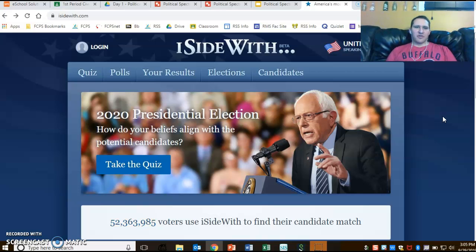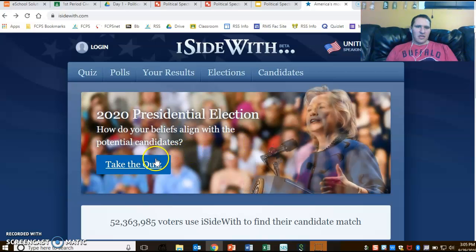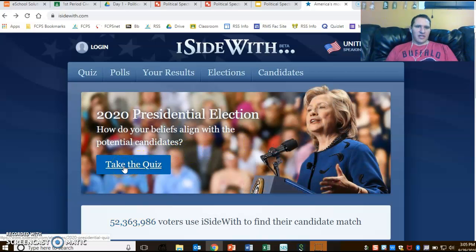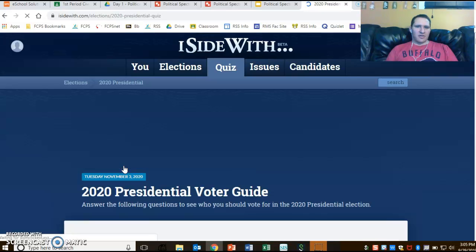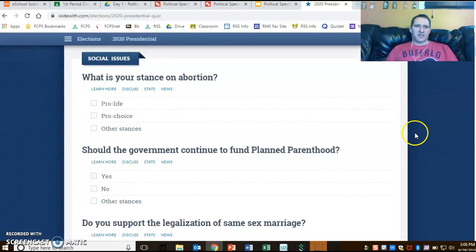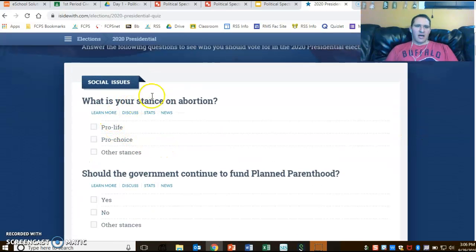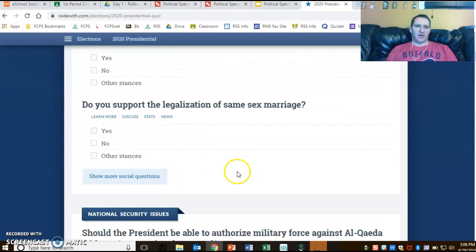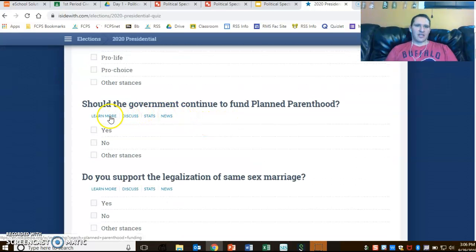And you're going to take this political spectrum quiz. And when you take the quiz, you're going to click on this link, and it'll take you to the quiz. And each question, you'll notice, is going to start with social issues. What is your stance on abortion? Should the government continue to fund Planned Parenthood? If you don't understand, you can hit the Learn More button.